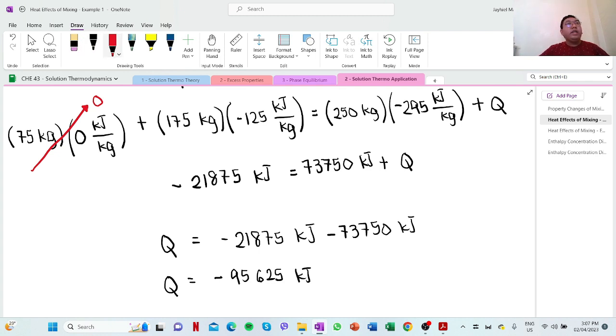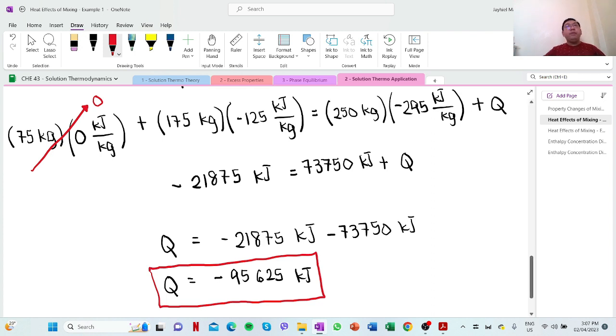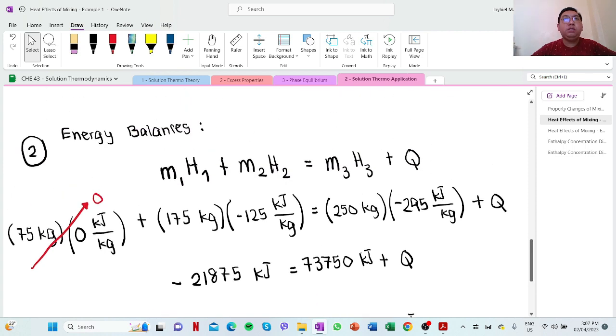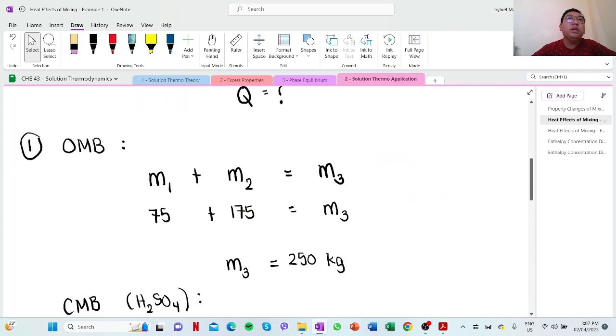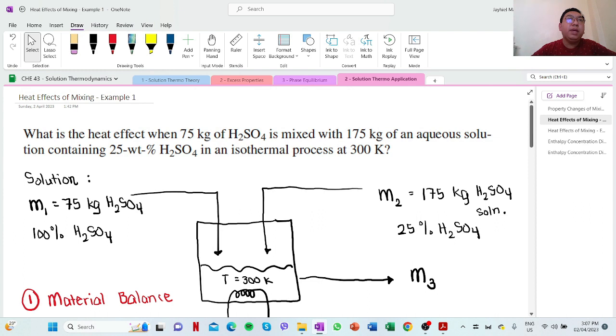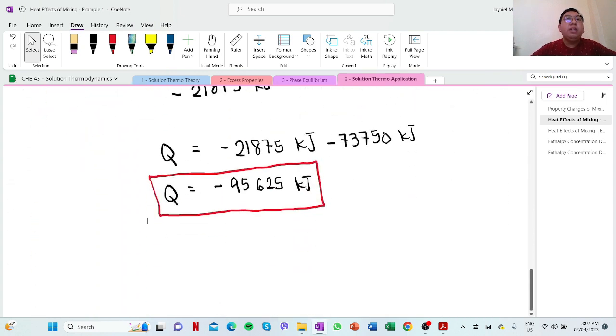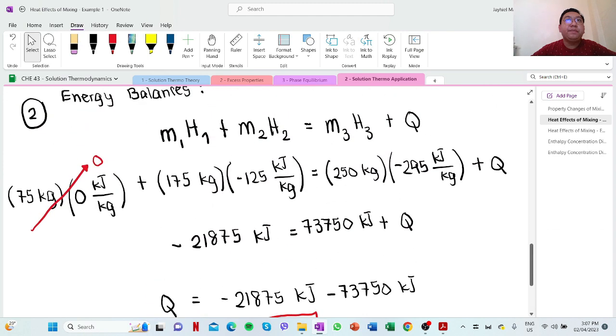Alright, so what can you infer from this one? The process is exothermic. It releases this amount of heat. The values are actually big numbers, I mean, 75 kilograms and 175 kilograms, so you would also expect that the heat released is also big. So this is an exothermic process. All right.